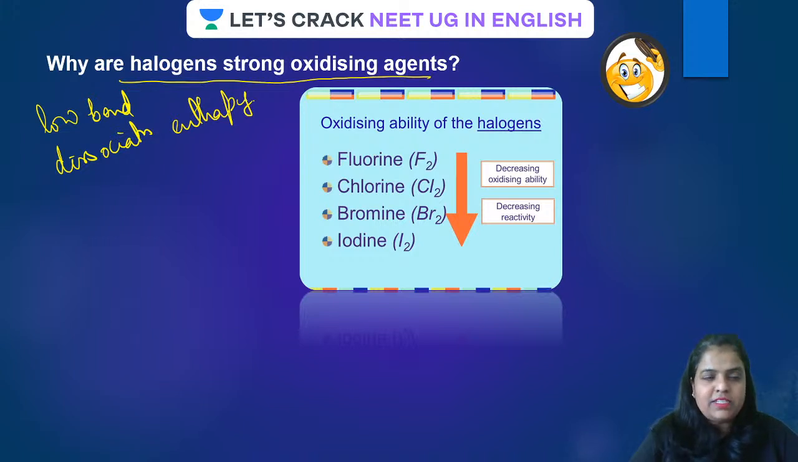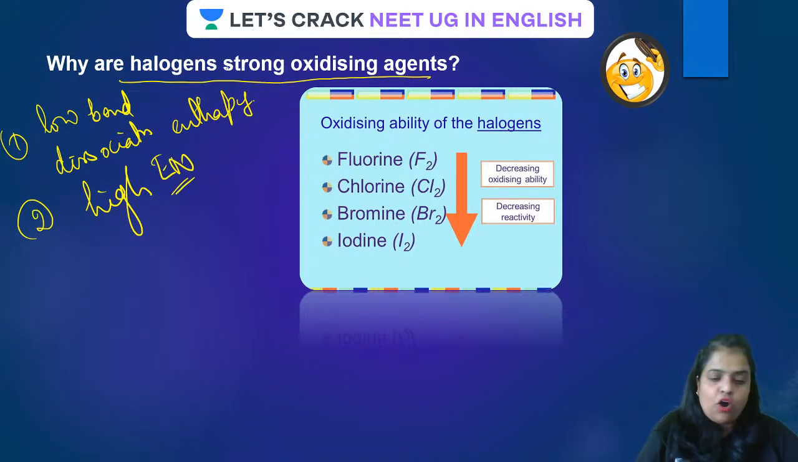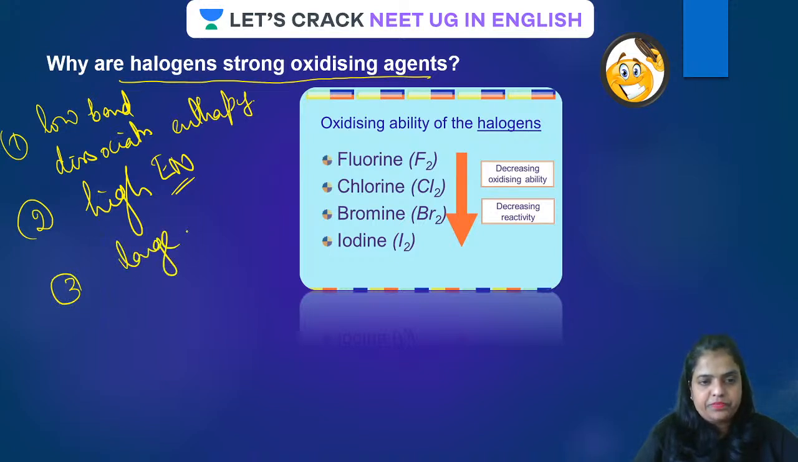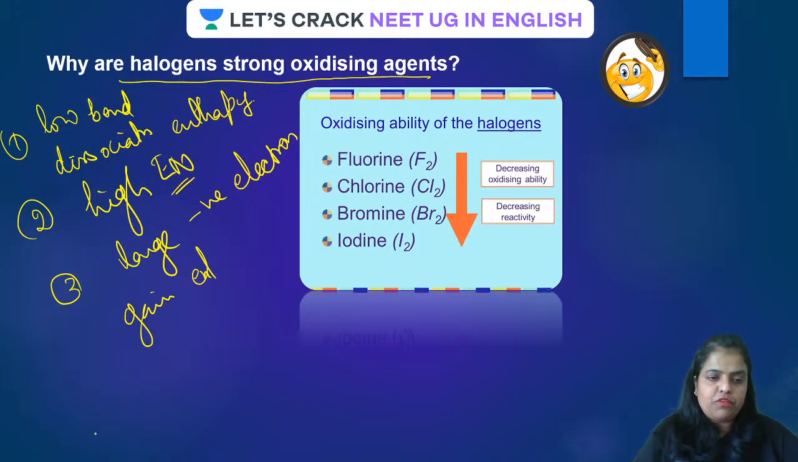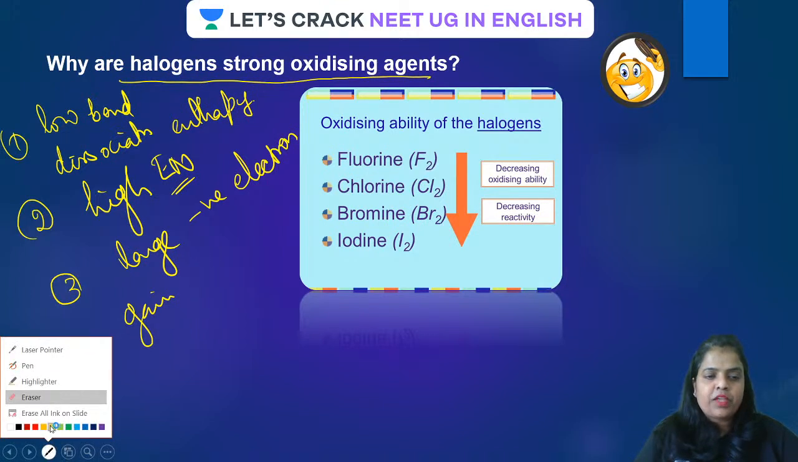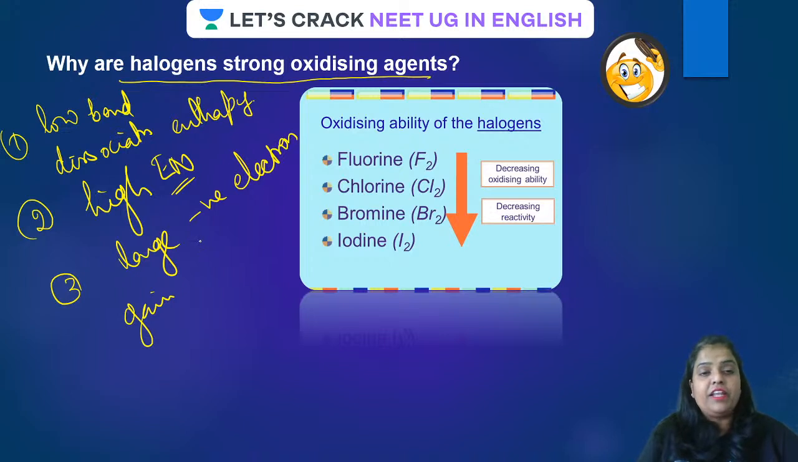Come on, guys. So, in comparison to others, halogens have low bond dissociation enthalpy. Clear? That is the first thing. The second one is that they are very highly electronegative elements. And guys, they have very large negative electron gain enthalpy. This we have already covered under the octopus trick, that halogens have very large negative electron gain enthalpy.